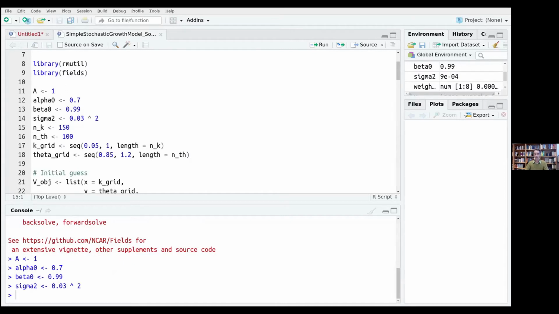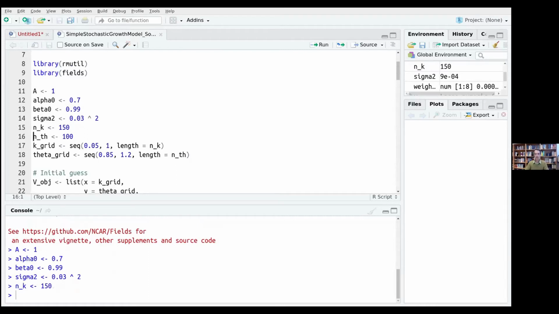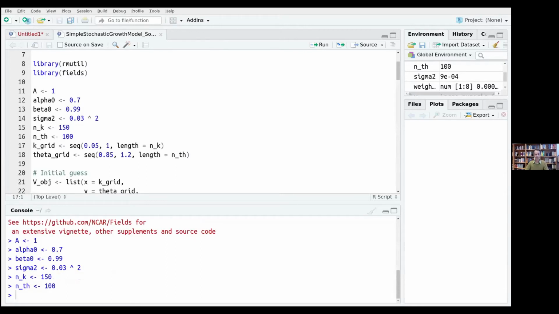We have the grid points. So NK should be the number of grid points for the capital stock. So I set that to 150, and for the technology level 100. So in total we have 15,000 pairs for the grid points. Then I define the grid for the capital stock from 0.05 up to 1, and it's equidistant. It could also be a good idea to make it not equidistant, as Andreas has shown last week. Sometimes it's more efficient to have certain areas where the grid is finer than in other areas. This could be the case here, I don't know.